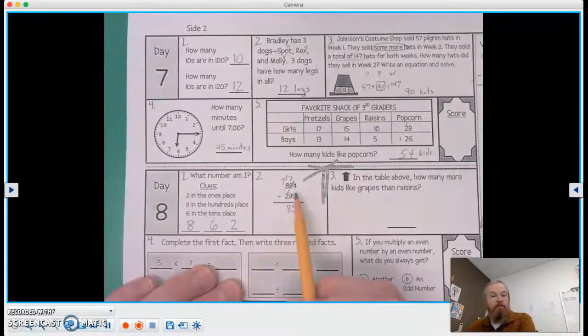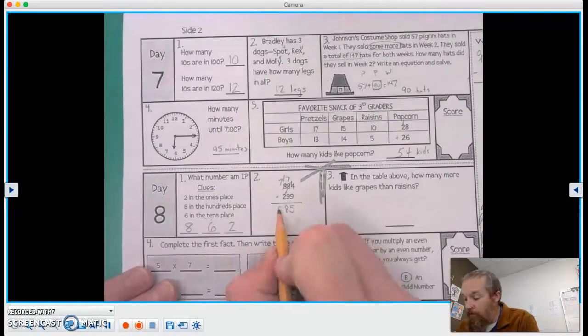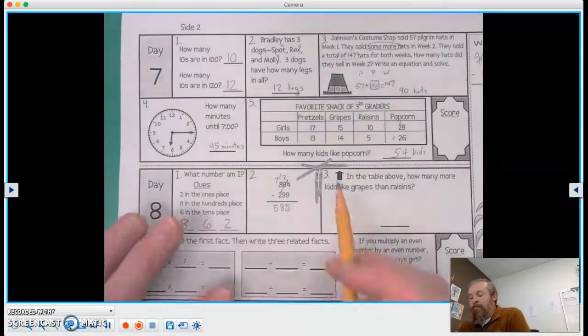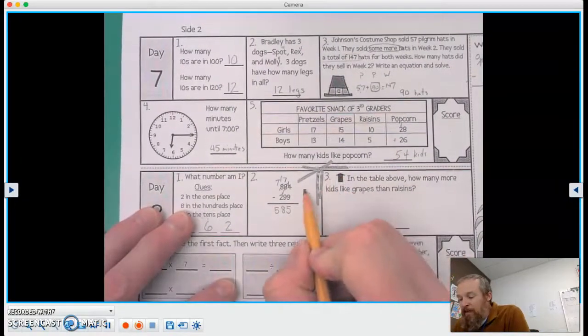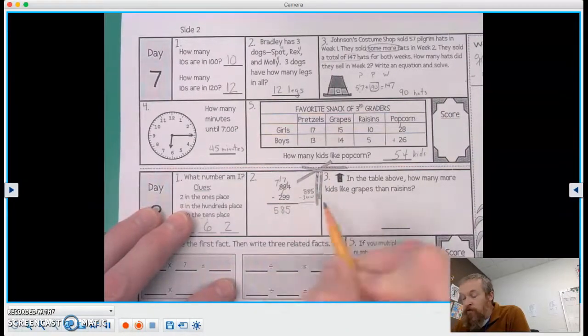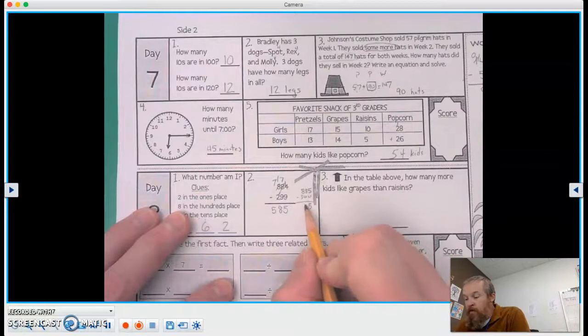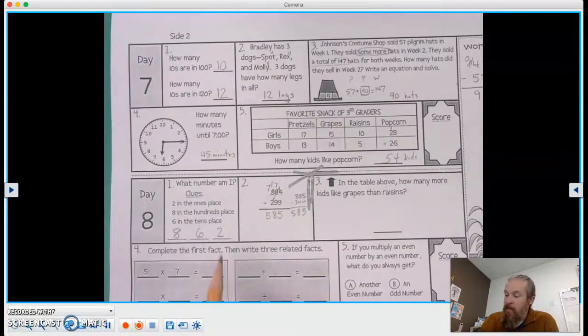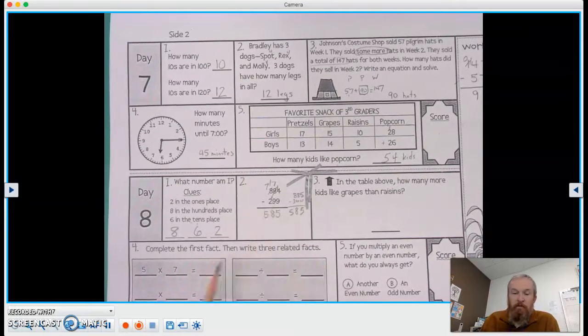And 7 minus 2, there's more on top. No need to stop. 5. There we are. Now I was also thinking, what if we did 885 minus 300? What would that be? A 5 and an 8 and a 5. Oh, that would be the same, right? I just added 1 to each number to make it a little easier.